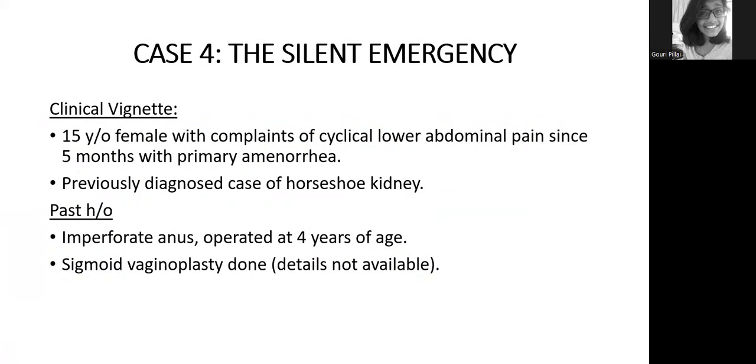Coming to our last case, the silent emergency. Our fourth case is the most urgent. A 15-year-old presented with cyclical lower abdominal pain for 5 months and primary amenorrhea. She is a known case of horseshoe kidney with past surgical history of imperforate anus repair and sigmoid vaginoplasty.